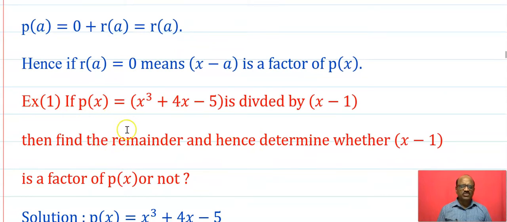Now see this example. If p of x is equal to x cube plus 4x square minus 5 is divided by x minus 1, then find the remainder and hence determine whether x minus 1 is a factor of p of x or not.